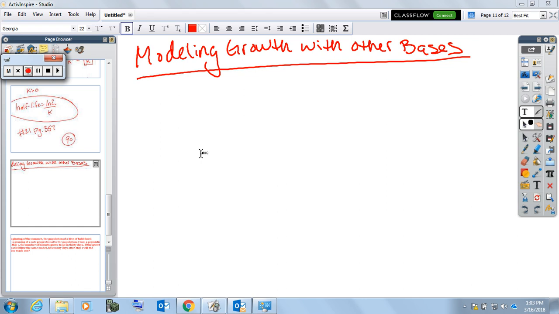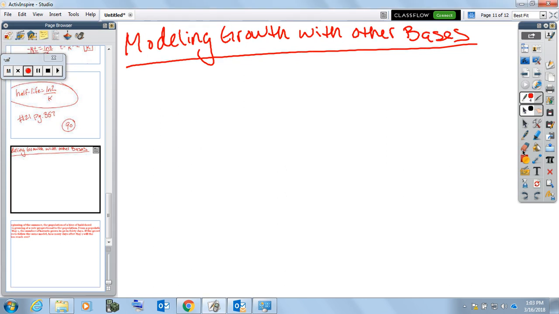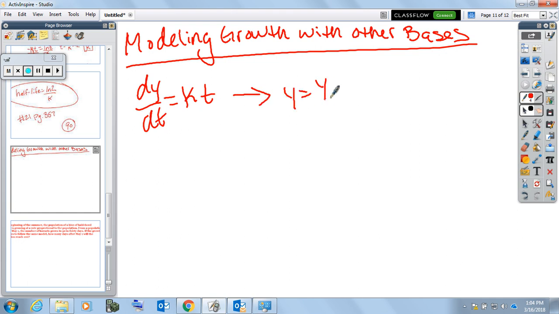Alright guys, so we're continuing our focus in 6.4 on exponential growth and decay. And now we're going to start looking into modeling growth with other bases. We've looked so many times at the differential equation dy/dt. This shows our exponential growth, and this leads to the exponential solution, y equals y naught times e to the kt.